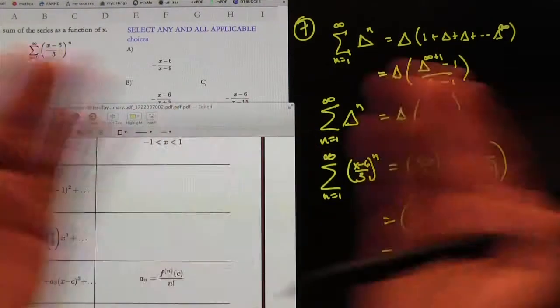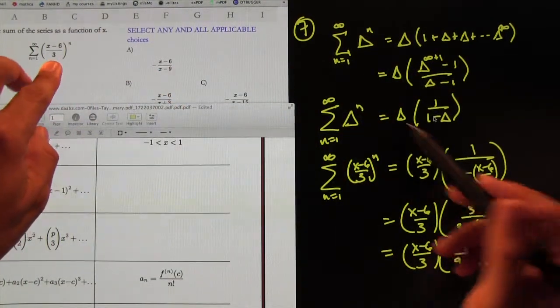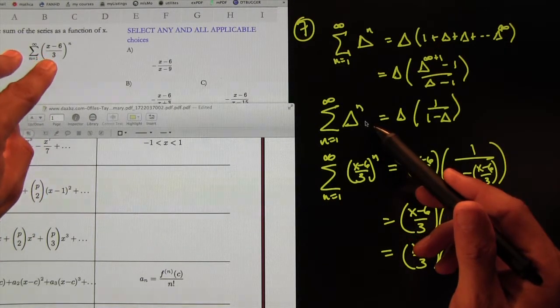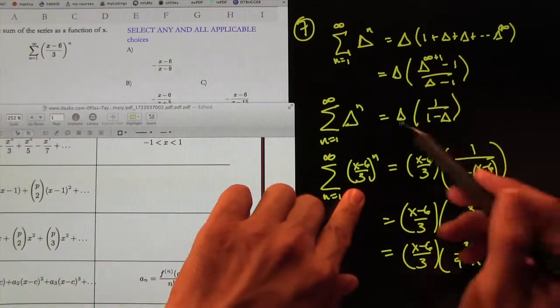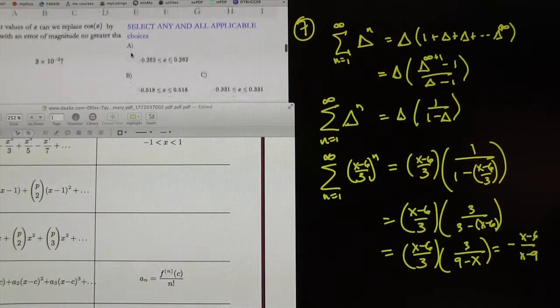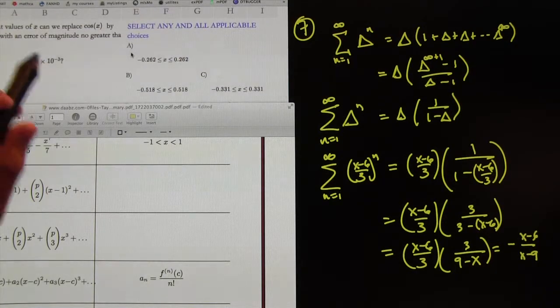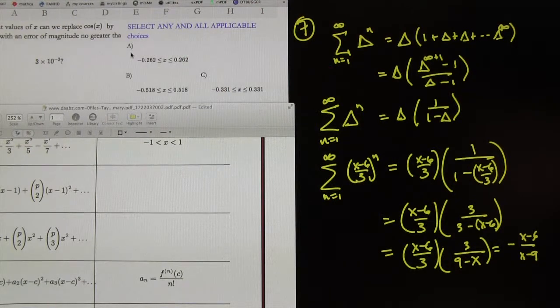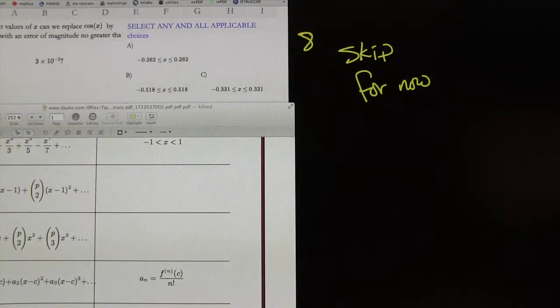Now all we have to do is apply it to our specific problem. In our problem, this triangle stuff, the powers of, were the quantity x minus 6 divided by 3. So I plug that in there, plug it on the right hand side, and I'm done. Clean it up. Boom. Piece of cake. Easy money. Let's try number 8. Oh, you should skip number 8 because it's talking about the error. I mistakenly placed this on the quiz. We'll talk about this one on another day.